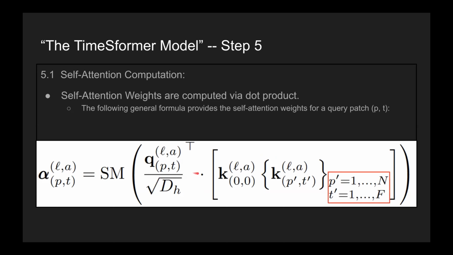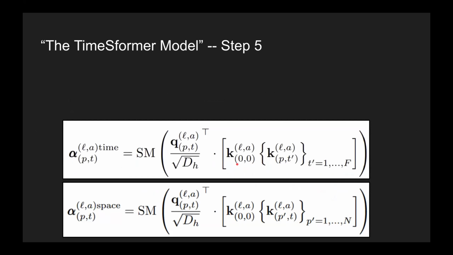And one thing to note is that this equation has N times F plus 1 comparisons, as it goes through all combinations of patches and frames, and then it adds on the classification token. So that's that plus 1. Now to reduce the N times F plus 1 complexity, we are going to split it into space and time. That's the divided space-time model.